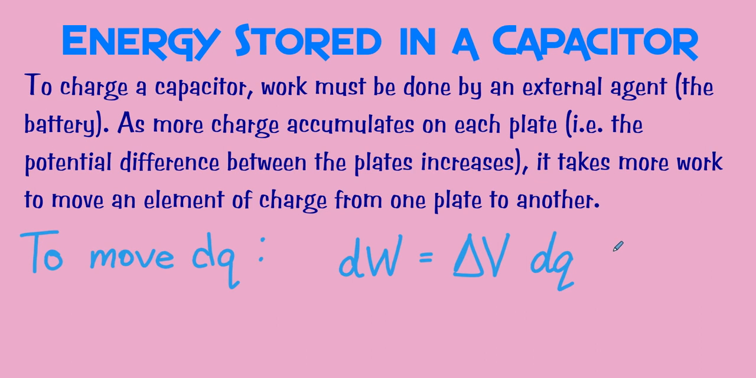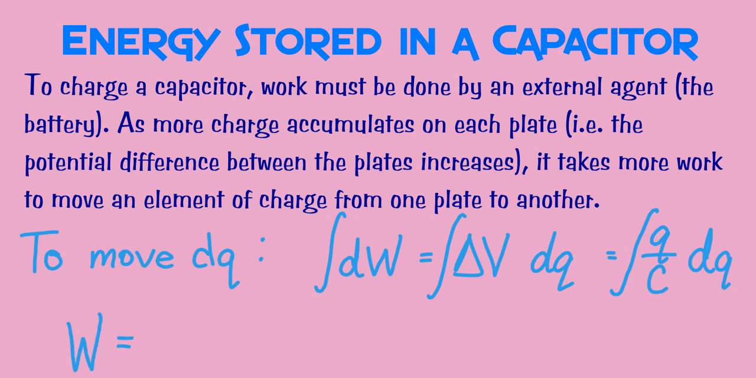And we know for capacitors, capacitance is Q divided by delta V. And therefore, we could express this delta V as being Q over C, the capacitance. Now you can probably guess what we're going to do next. We're going to add up all the little bits of work, which means we're going to use an integral.